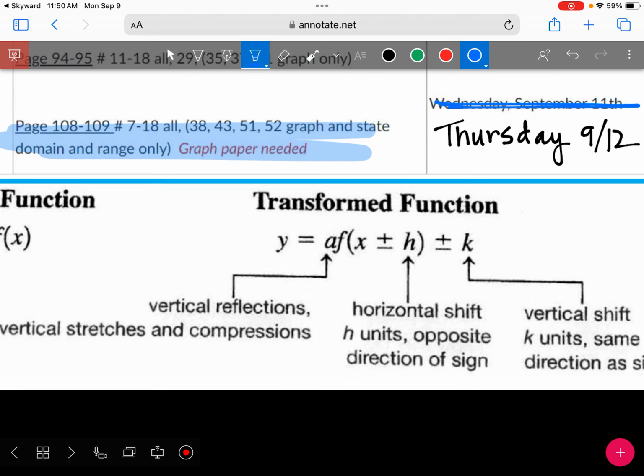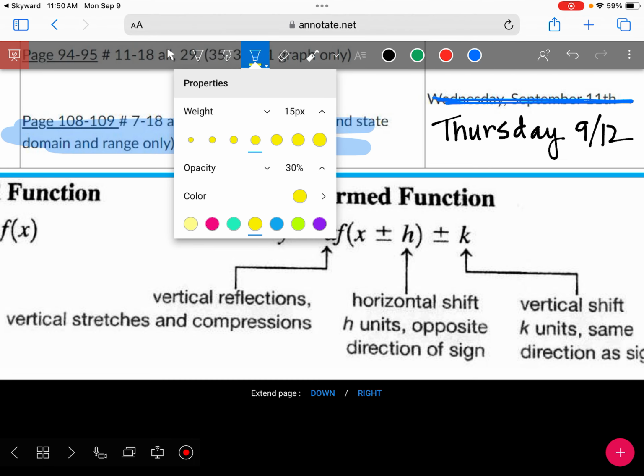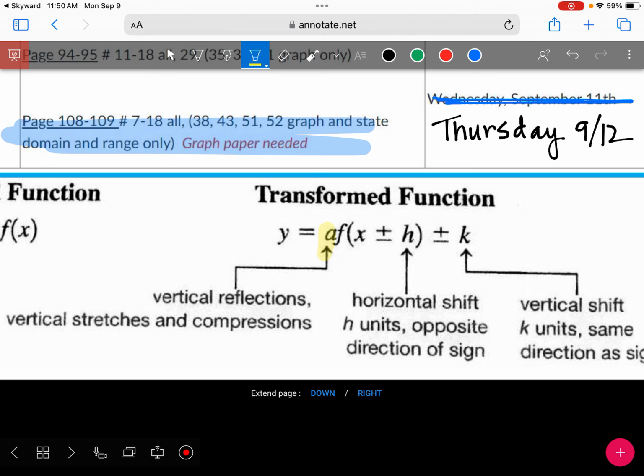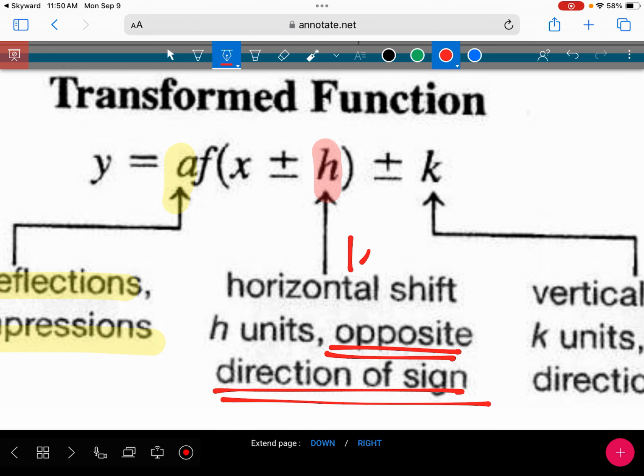Okay, so we have A, H, and K. This is just a synopsis of what they are, a review from Algebra 2. A is the number in front of the function. That's going to either stretch, compress, or reflect it. The H value is always inside. And remember, because it's inside, it's always the opposite. H is opposite. H is going to move the graph left or right. So horizontal means it moves it left and right.